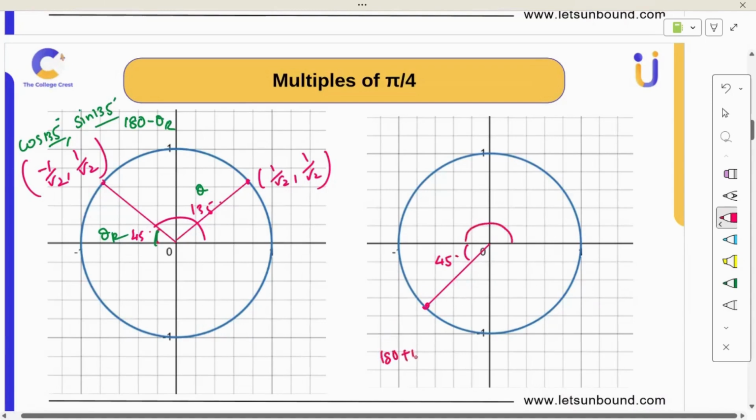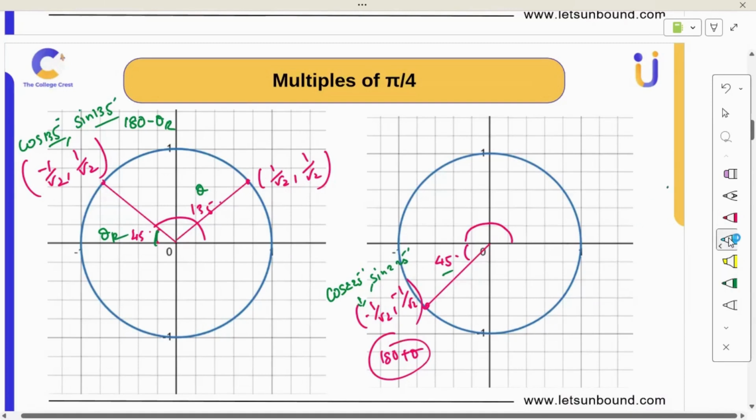So 180 plus theta. This is how we should write this. And of course, this will be both minus 1 by root 2. We have to do the sign convention. And what is this in cos and sin trigonometric form? Cos of 180 plus 45 is 225. So cos 225 is minus 1 by root 2. Sin 225 is also minus 1 by root 2.